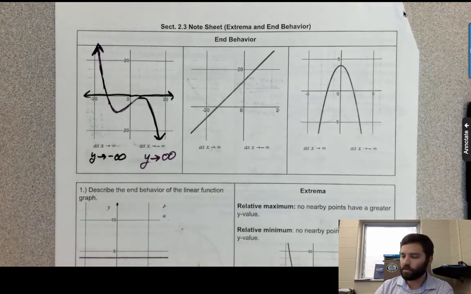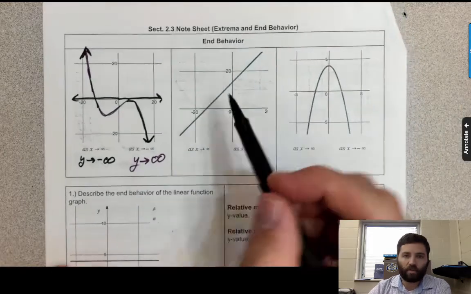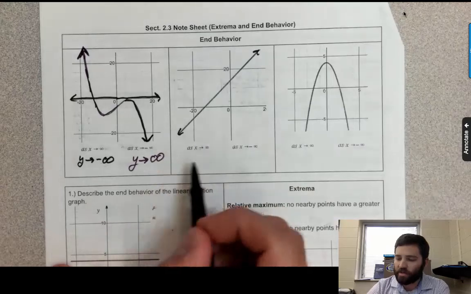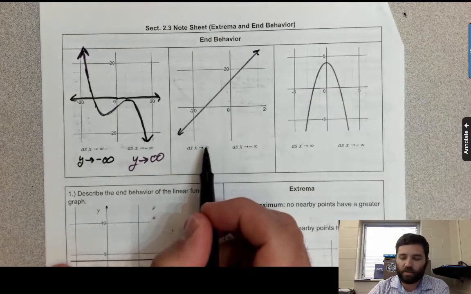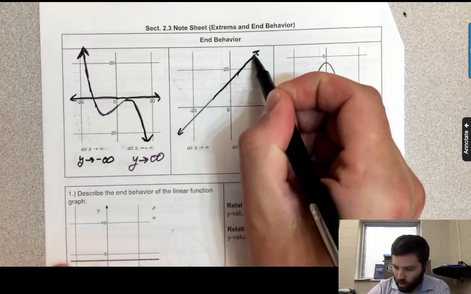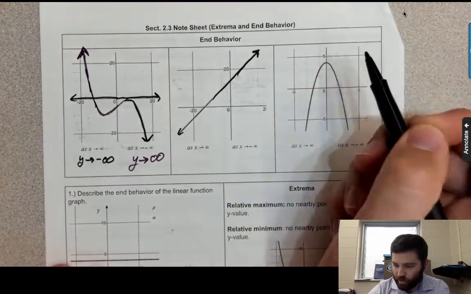Okay, let's do another one. This one is just a line. It's going to go like this and like that. So as x approaches positive infinity, as we move to the right, as we trace the graph to the right, what are the y values doing? They're approaching positive infinity as well.